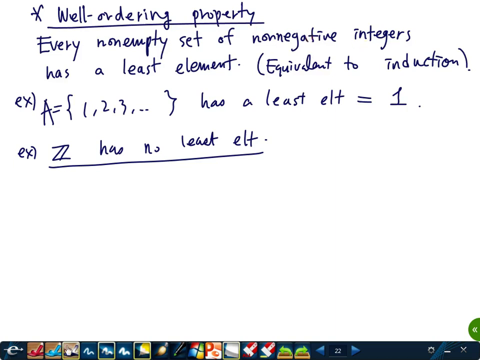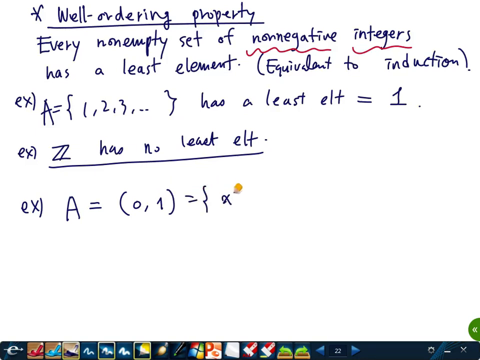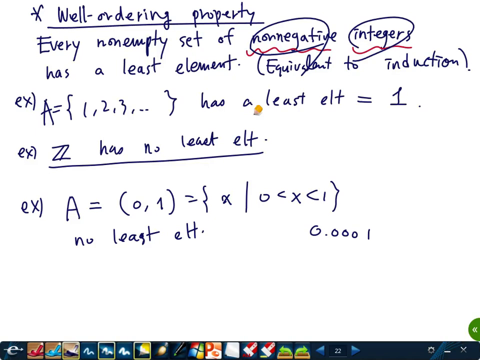Also, the important parts here are these two things: non-negative and integers. For example, if A equals the set (0, 1), which means the set of all real numbers x such that x is between 0 and 1, it doesn't have a least element. What is the least element, if there is one? 0.0001, there is a smaller element than that, so no least element. So it is important that these are non-negative integers. But as long as your set has only non-negative integers, there must be a least element. Okay.